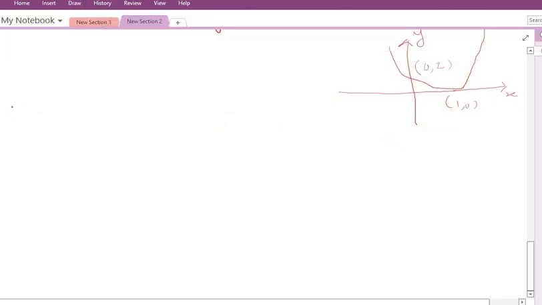Now I am going to take another example, question number 2, which is minus x square plus 4x plus 3 equal to 0. Again I am going to compare: a is equal to minus 1, b is equal to 4, c is equal to 3.